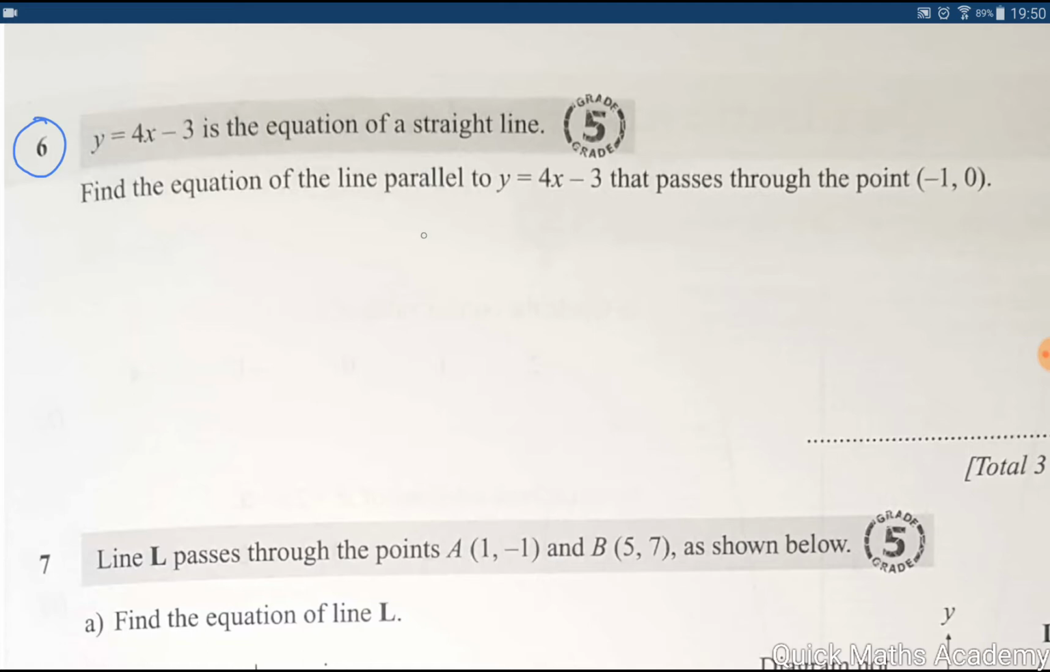Again, the equation of a straight line is always y equals mx plus c, m being the gradient and c the intersection of the y-axis. So if the line that we are looking for is parallel to 4x minus 3, that means that the gradient must be the same. So the line I'm looking for is y equals 4x plus c.